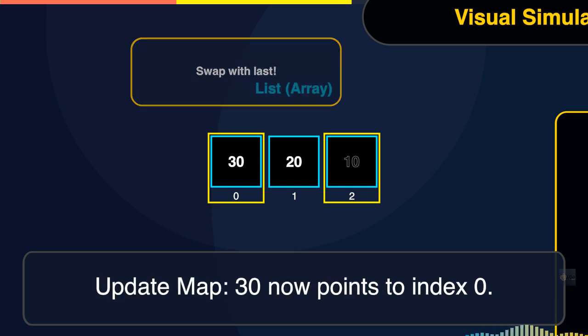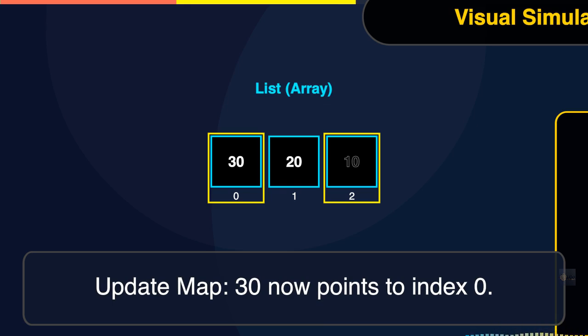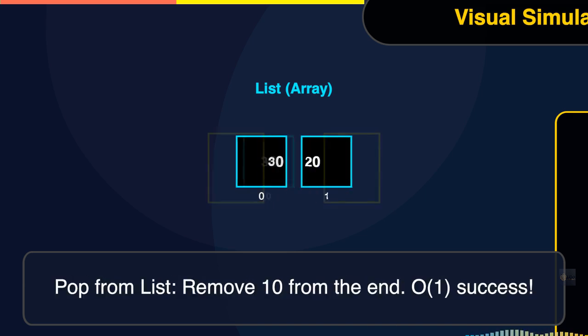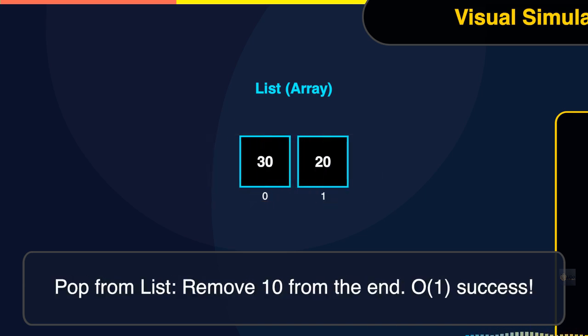Now, we must update our catalog. In the hash map, 30 now points to index 0. Finally, we remove 10 from the map and pop it from the end of the list. The gap is filled, the shelf is compact, and we did it all in O(1) time.